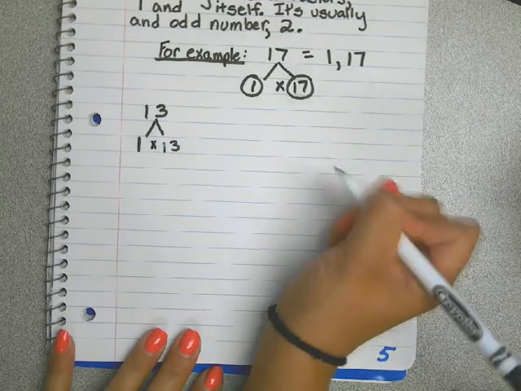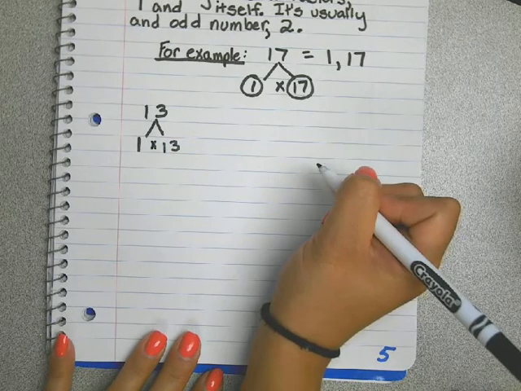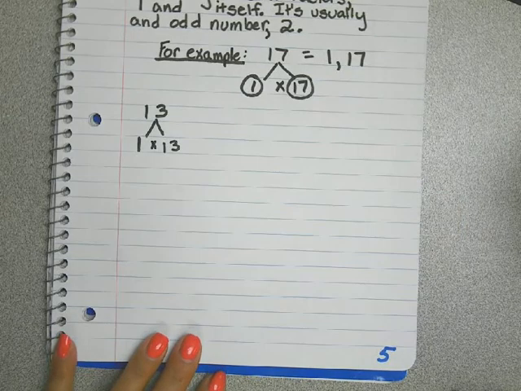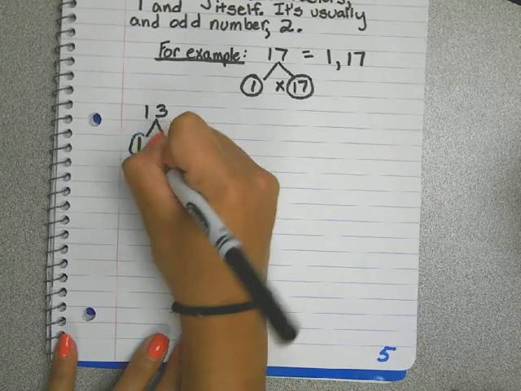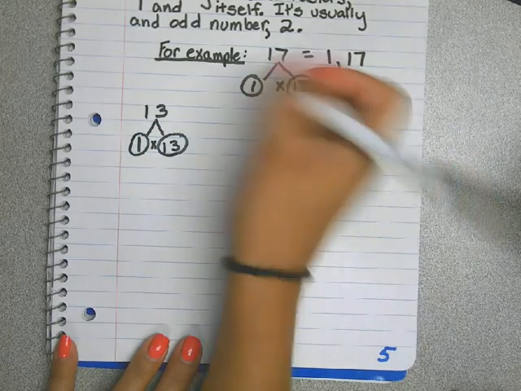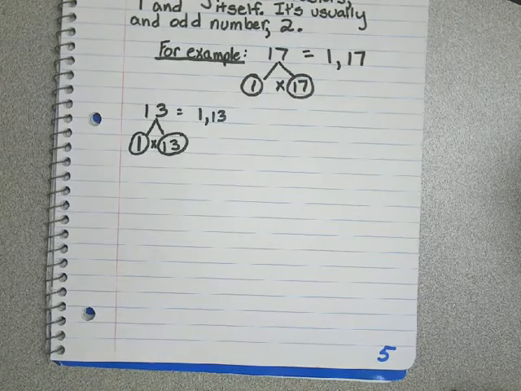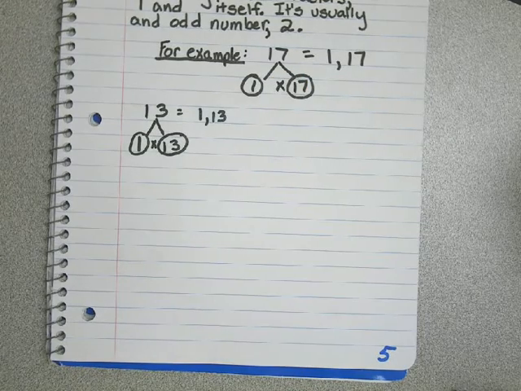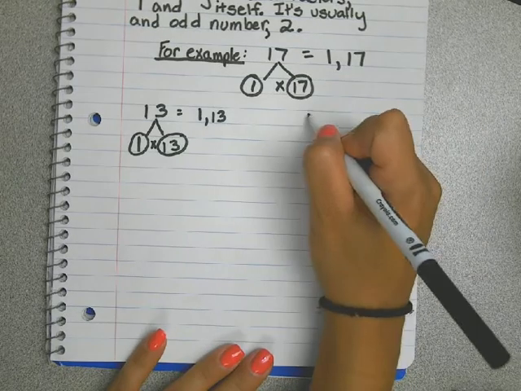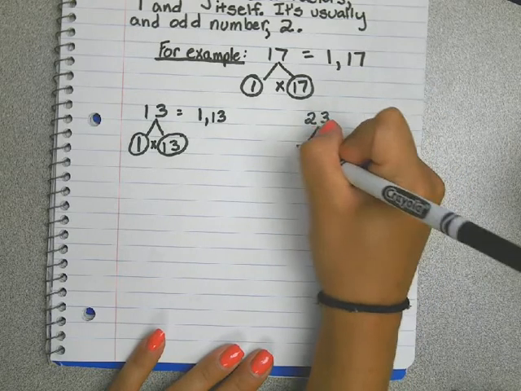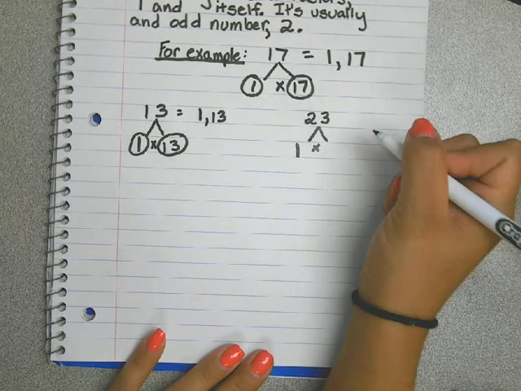Amanda? 13. So if I do a factor tree for 13, I would think, okay, 1. 1 times what is 13? Everybody, 13. Can I do 2 times anything to get 13? 3, 4, 5, 6, 7? Okay. 13 only has 2 factors.